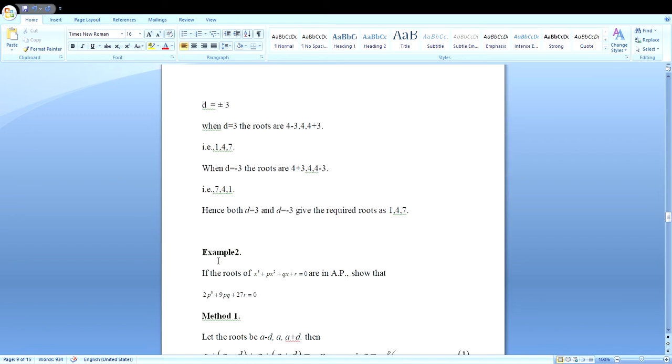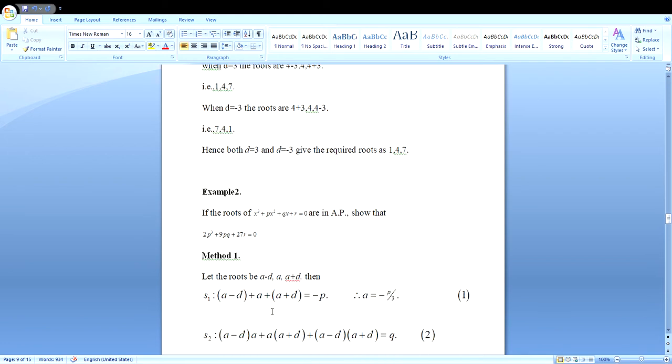Now, another example. If the roots of x cube plus px square plus qx plus r equal to 0 are in AP, show that 2p cube minus 9pq plus 27r equal to 0. Method 1. Let the roots be a minus d, a, a plus d. Then we can write the sum of the roots. S1 is a minus d plus a plus a plus d, which is equal to minus p. Adding this, we get 3a equal to minus p, or a equal to minus p by 3.